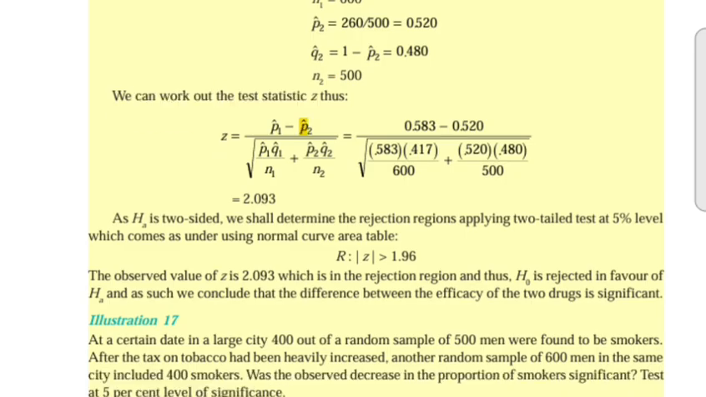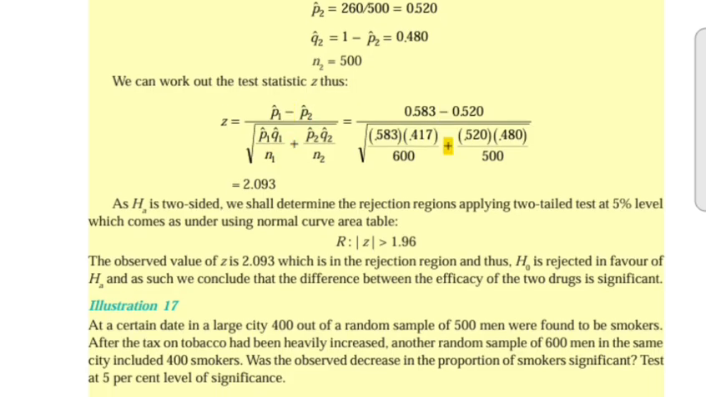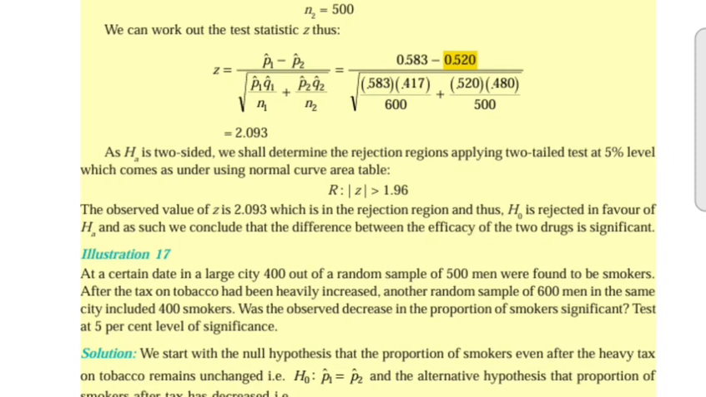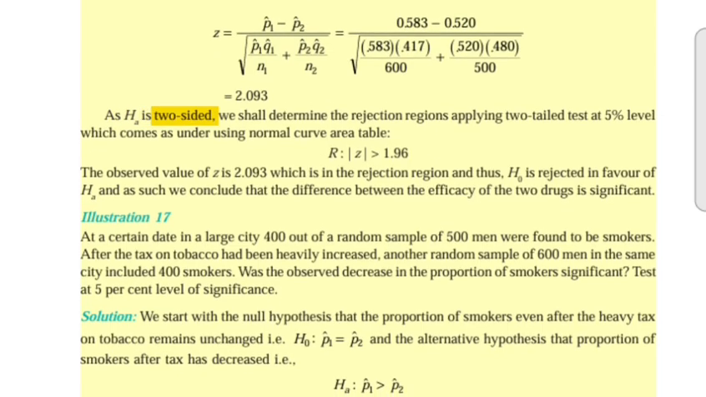We can work out the test statistic Z thus. Z = (P1 - P2) / SE, which comes to 2.093 as Ha is two-sided.